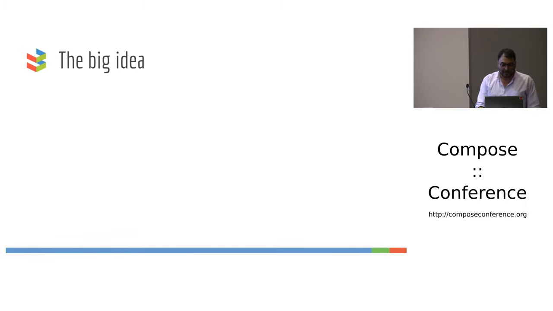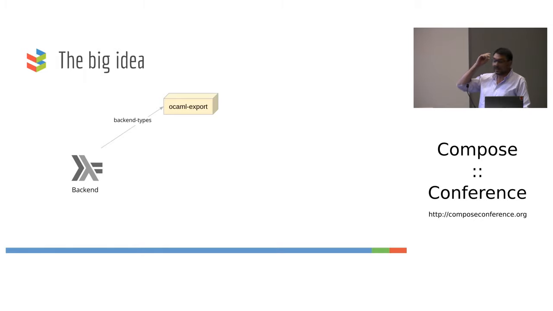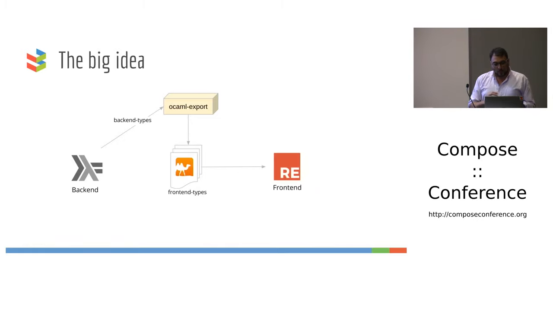So what was our idea to implement this Reason stuff? You have the backend written in Haskell, right? And we wanted a way to take those types and move them to the front end. So we wrote a library called OCaml export that basically takes these types from the backend, the Haskell code, and transforms them to OCaml code. So you have the same types that were written in Haskell, the exact same type in OCaml now, right? And the type can be used with Reason in the front end. So we have the exact same type on both sides of the application.